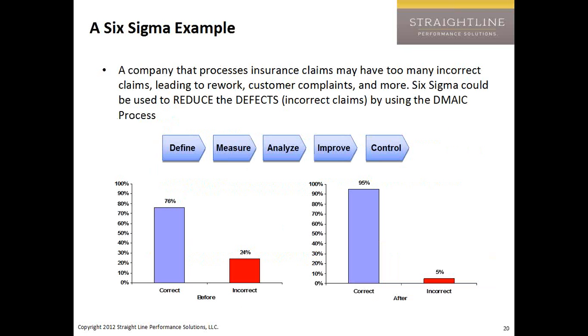Okay. On the other hand, Six Sigma tends to be about reducing defects and variation, and let's talk through that just a little bit. An example that I can give for this one is, suppose that there's a company that produces insurance claims. They may have too many incorrect claims. All these claims lead to all sorts of problems for the business: rework, customer complaints, appeals letters, and so forth, a lot of work. So Six Sigma could be used to reduce defects. Here we're talking about defects. We would use the DMAIC process to reduce it from where it was before, say a 24% problem, to a 5% problem, or whatever. So that would be the idea there.